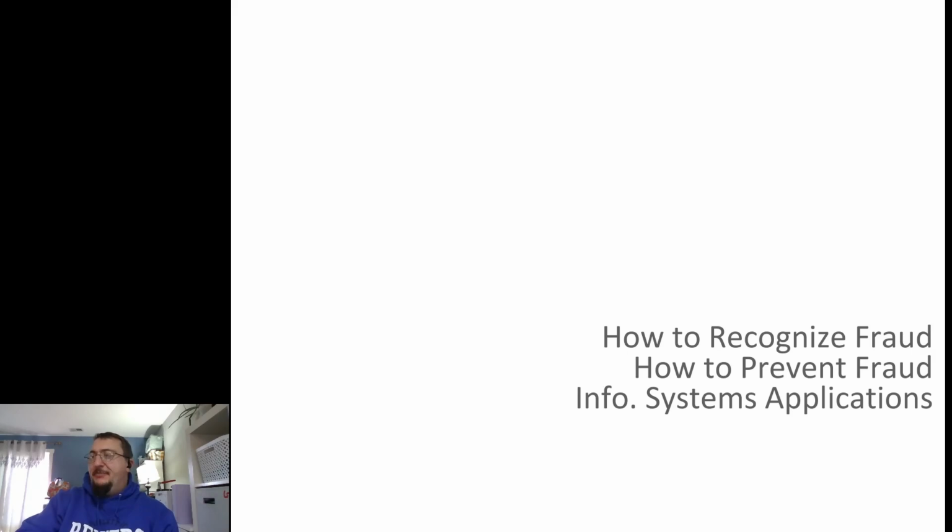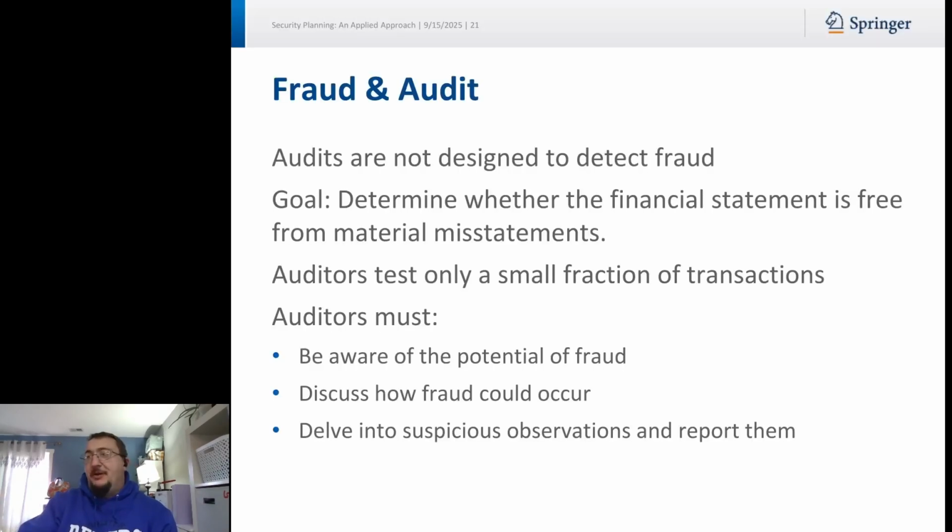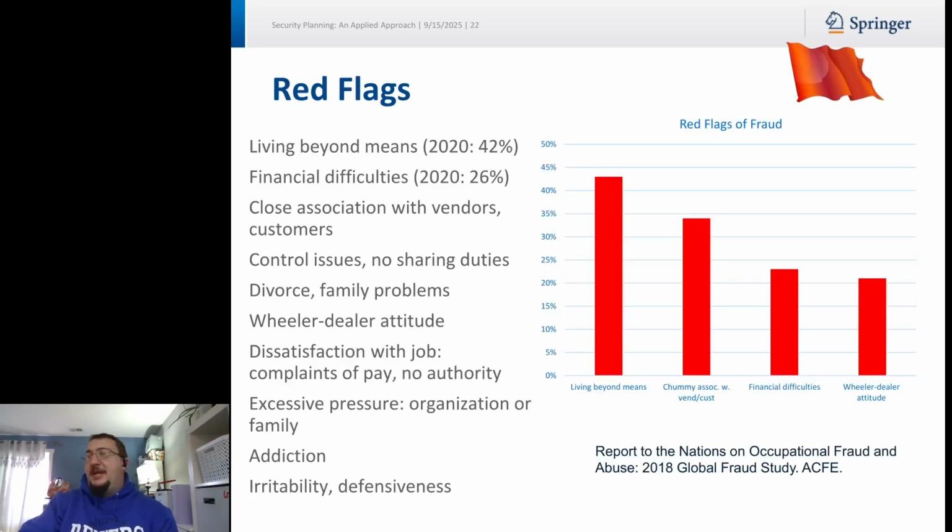Recognizing fraud. Preventing fraud in info systems applications. Audits aren't supposed to find fraud. They're supposed to find out whether a financial statement is correct. Auditors don't test everything. They have to be looking for patterns, but they need to know that it can happen. Other red flags say people living beyond their means, if they're facing financial difficulties, friends with vendors or customers, nepotism, anything that looks like they might need money for something.